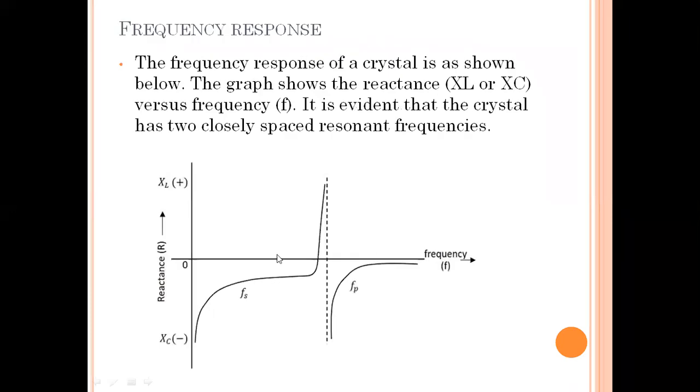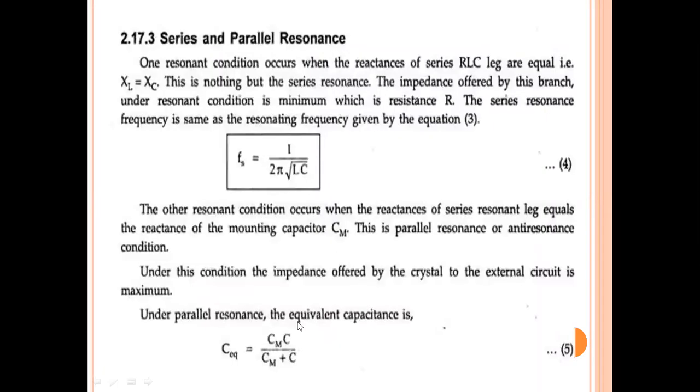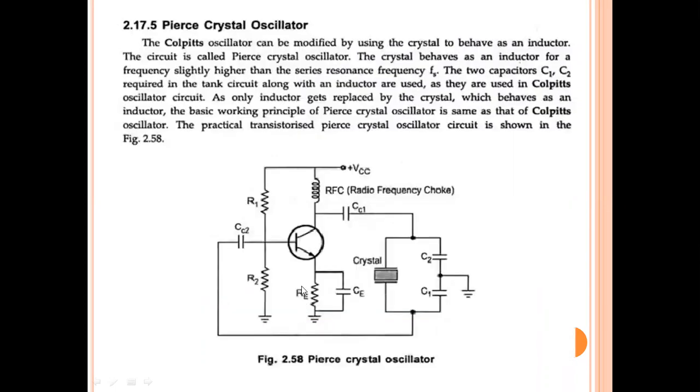Here we have two types of resonant frequencies, Fs and Fp, and these are the mathematical expressions for them. This is one crystal oscillator, the Pierce crystal oscillator, and it acts like a Colpitts oscillator. Instead of an inductor, here we are using a crystal. It behaves like an inductor when the frequency is higher than the series resonant frequency. The operation is similar. Thank you.